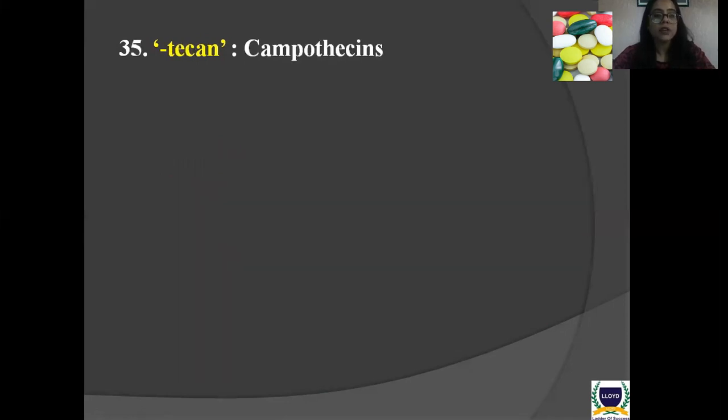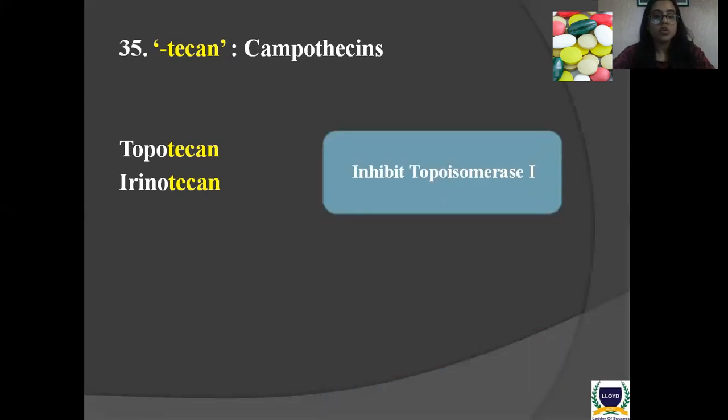Our next suffix is tecan. Tecan indicates they are camptothecans. Drugs under this category are topotecan and irinotecan, which inhibit the topoisomerase type 1 enzyme. These are drugs ending with the same suffix, which indicates these are camptothecans. These basically inhibit DNA replication again.